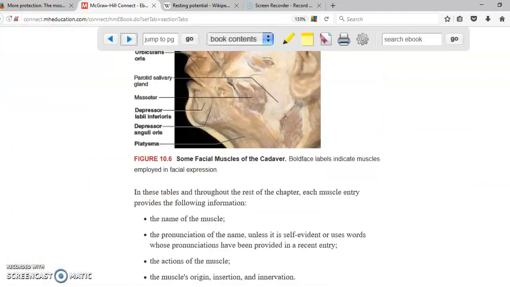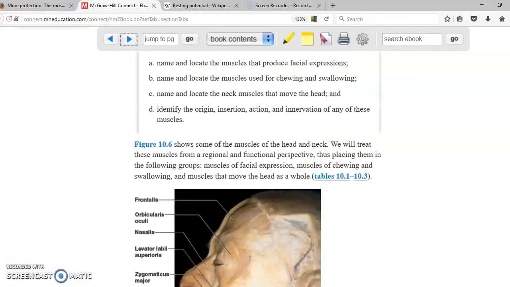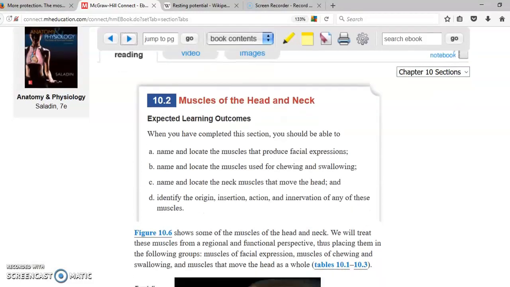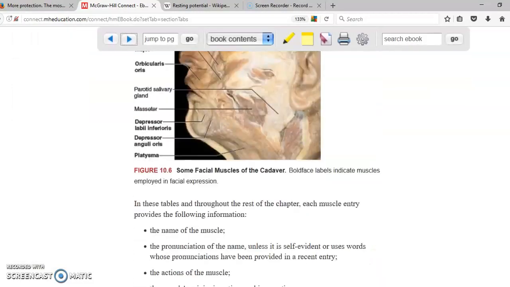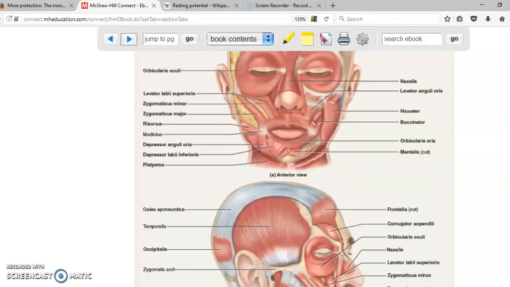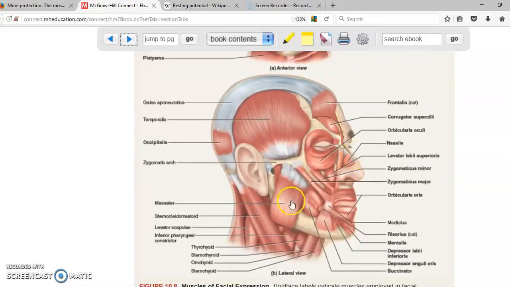Okay, the next item in chapter 10 is the muscles. Muscles in this case is going to be muscles of the head and neck. You have the muscles right there. So for example, this one right here is the orbicularis oculi, orbicularis oris, mentalis, depressor labii inferioris, masseter, frontalis. Scroll down, you can see here the masseter, temporalis, sternocleidomastoid.